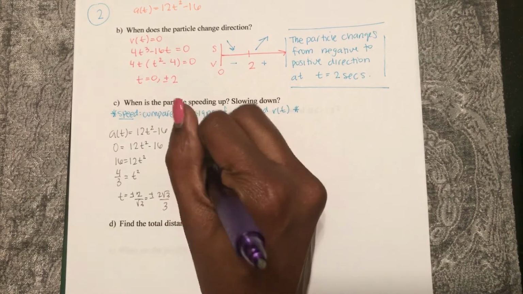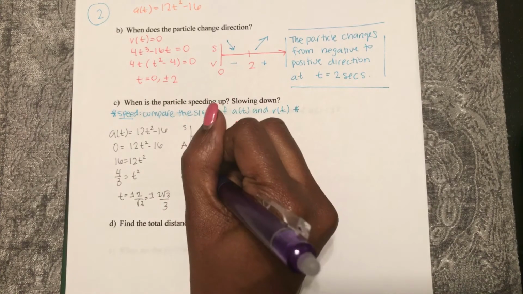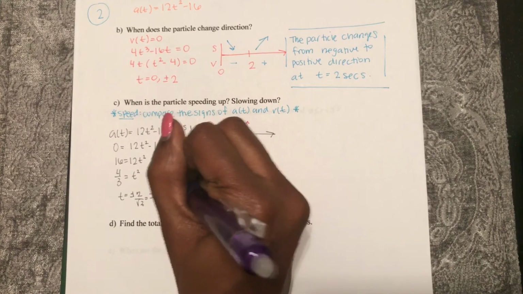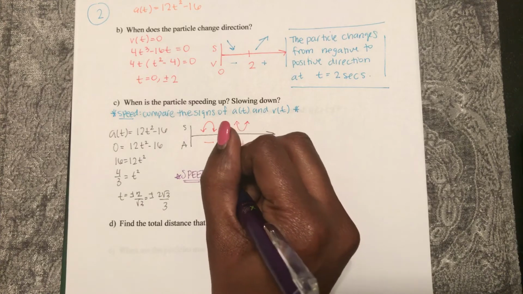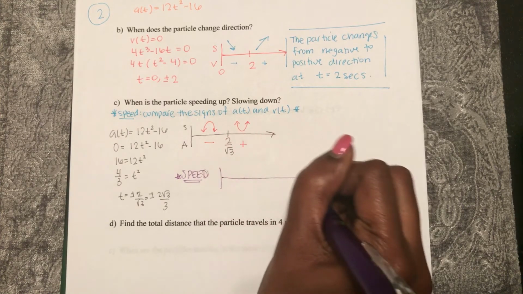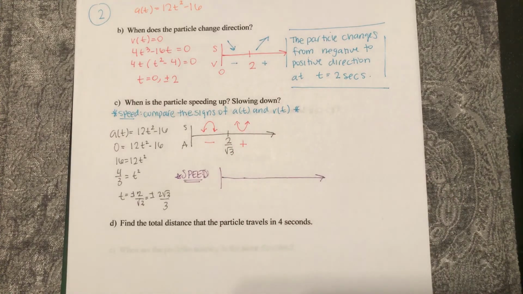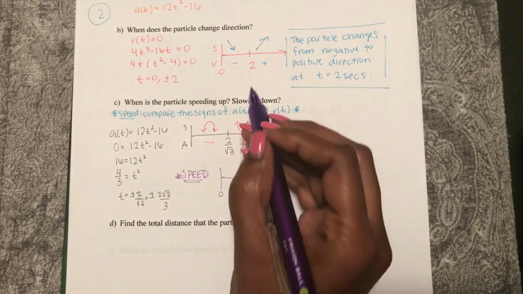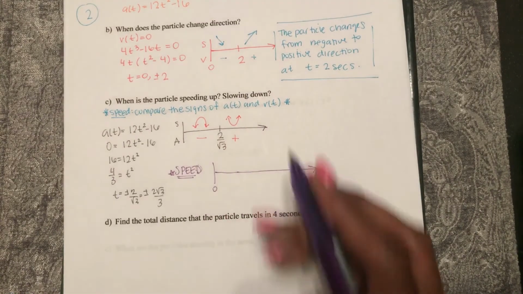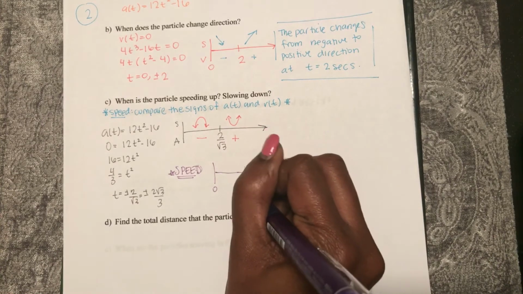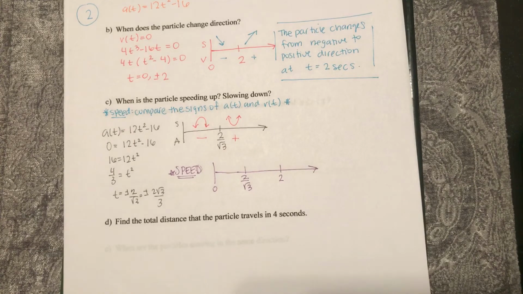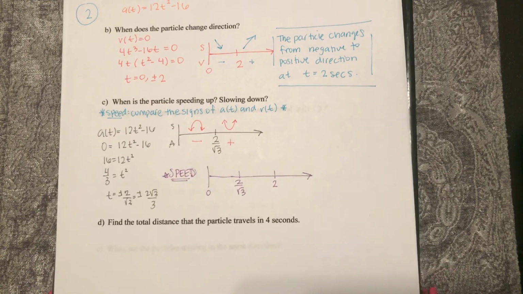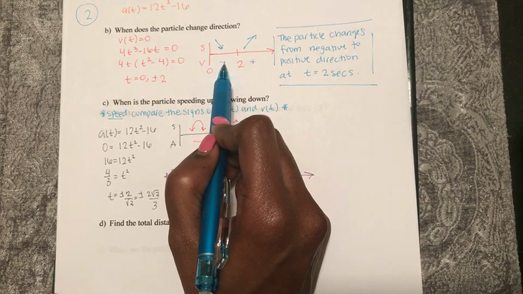Speed. So when I'm checking out speed, I need to do a sign chart comparing velocity and acceleration around their critical values. I know 2 over square root 3 is one value and 2 is another. So I'm comparing velocity and acceleration. Let's look at velocity first.